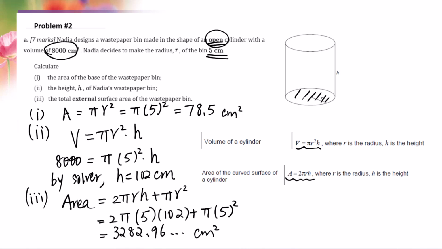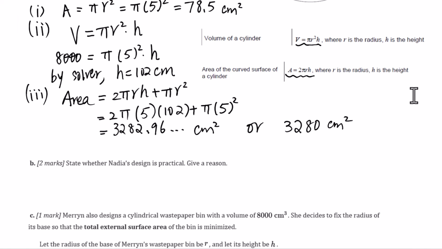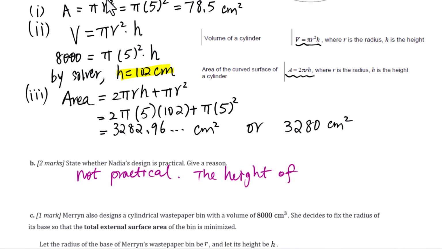centimeter squared, or 3 sig figs, 3280 centimeter squared. B. State whether Nadia's design is practical. Give a reason. The height is more than 1 meter. It's too high for a waste paper bin, so not practical. Reason is the height of the bin is too high.